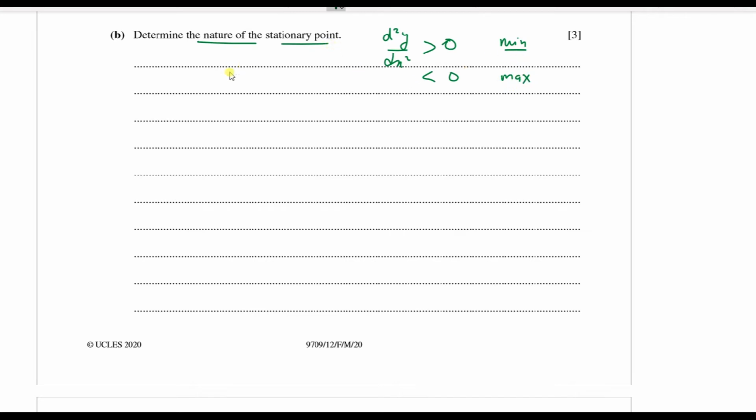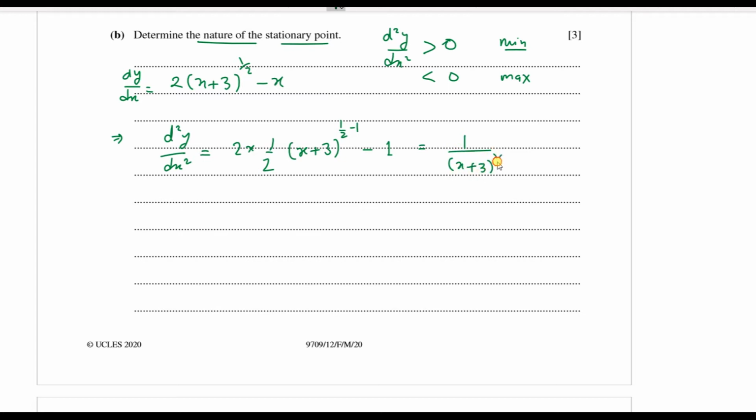So let's find it, because dy over dx is given as 2 times (x plus 3) to the power half minus x. This will give you d2y over dx2 is going to be 2 times 1 over 2 (x plus 3) to the power 1 by 2 minus 1, and the differentiation of x is 1. Or we can rewrite it as, we know that 1 by 2 minus 1 is minus 1 by 2, so it becomes 1 over (x plus 3) to the power 1 by 2, and minus 1.